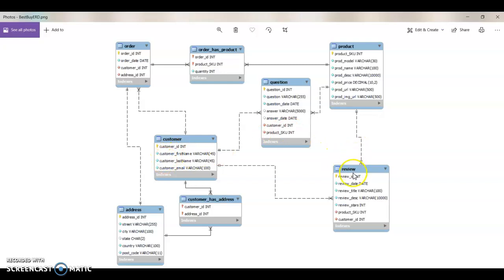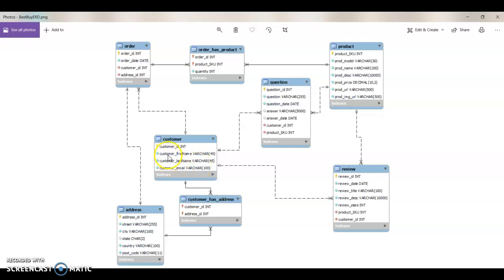Similar for the reviews, it has some of those same attributes. It also has review stars, which would be an integer, and then the same thing as the foreign key of a product, and it has a foreign key of the customer ID. Again, each product could have many reviews. Each review should be about one product. Each customer could give many reviews, but each review should only be from one customer.